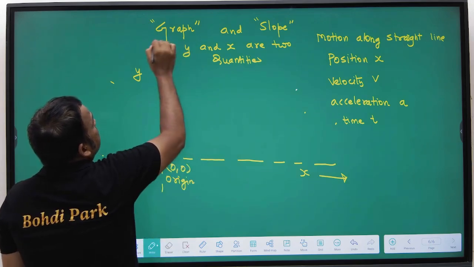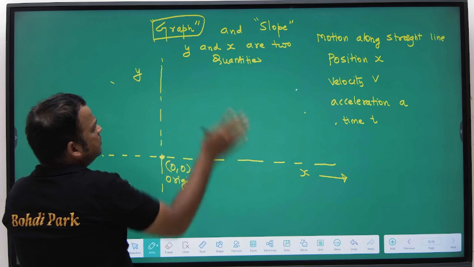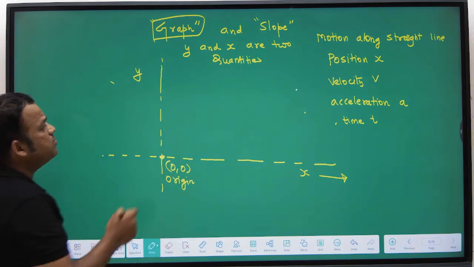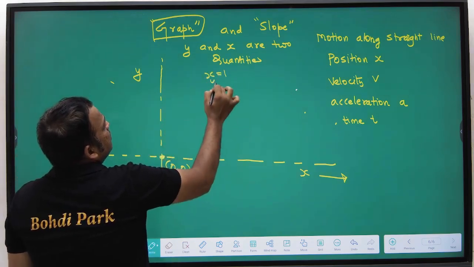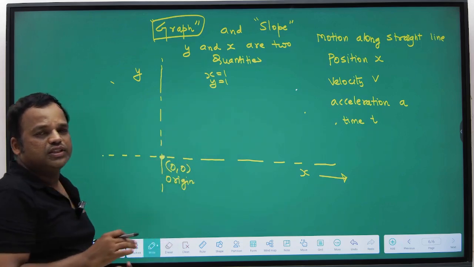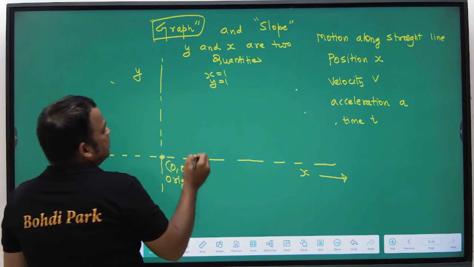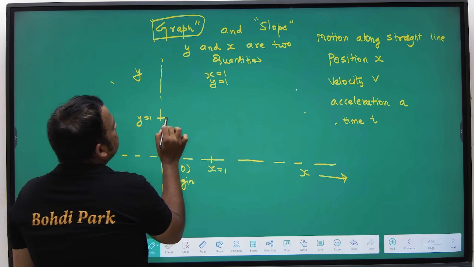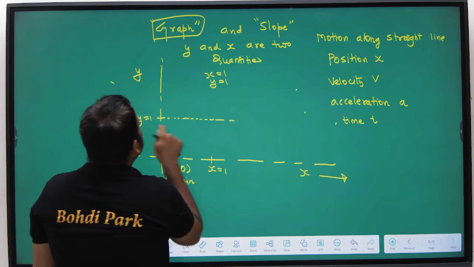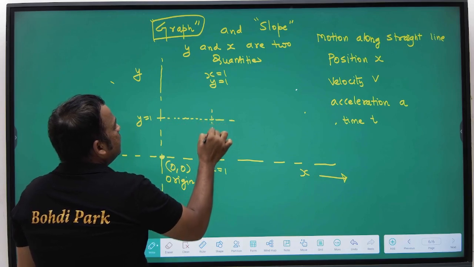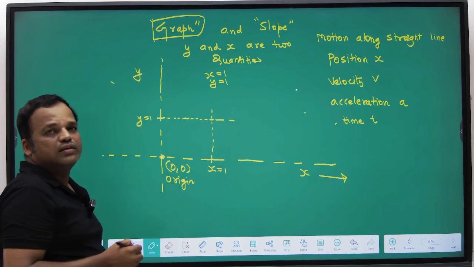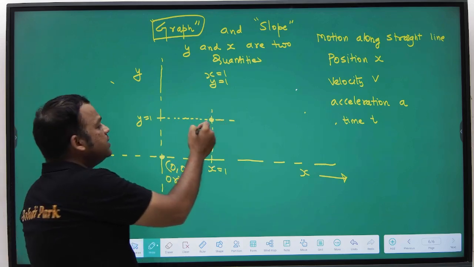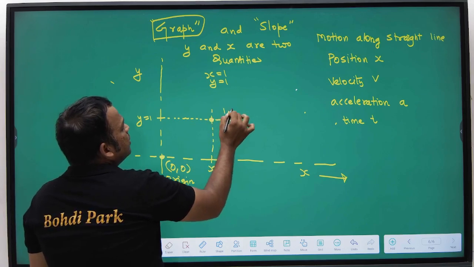So graph, what is a graph? So we have a paper and a pen. So how to plot a graph? Suppose I am saying when x is equal to 1, y is equal to 1. The information is given to us. So when x is equal to 1, the y is equal to 1. Then we will draw one horizontal line passing through y is equal to 1 and one vertical line passing through x is equal to 1. And we will see where they are meeting. So that point we will consider as 1 comma 1.